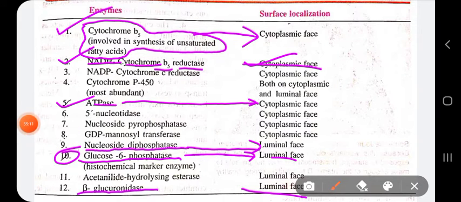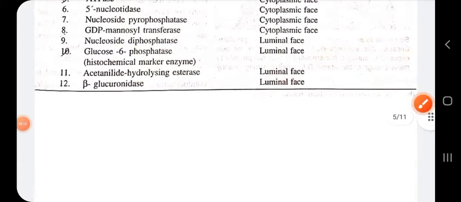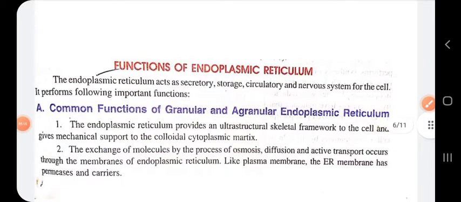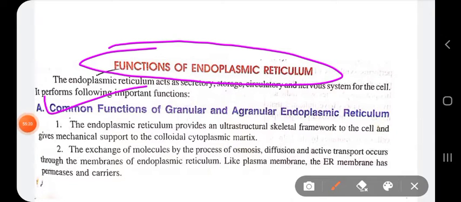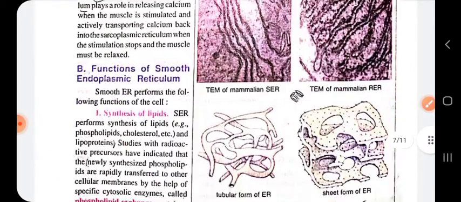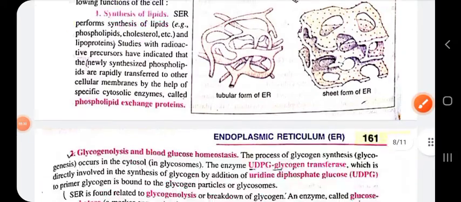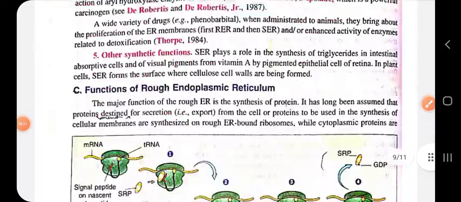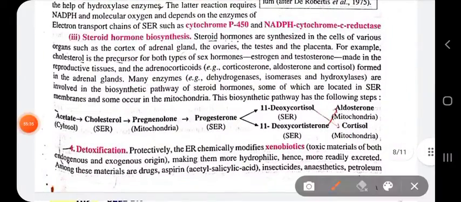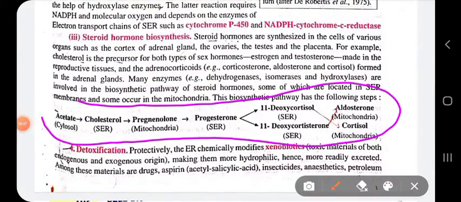I want to finish my lecture. In the next class, I will discuss the functions of the endoplasmic reticulum. There are some common functions found in both rough and smooth endoplasmic reticulum, as well as some separate functions. Here you can see the functions of the smooth and the rough endoplasmic reticulum. See how steroid synthesis occurs in the smooth endoplasmic reticulum. You can see here.